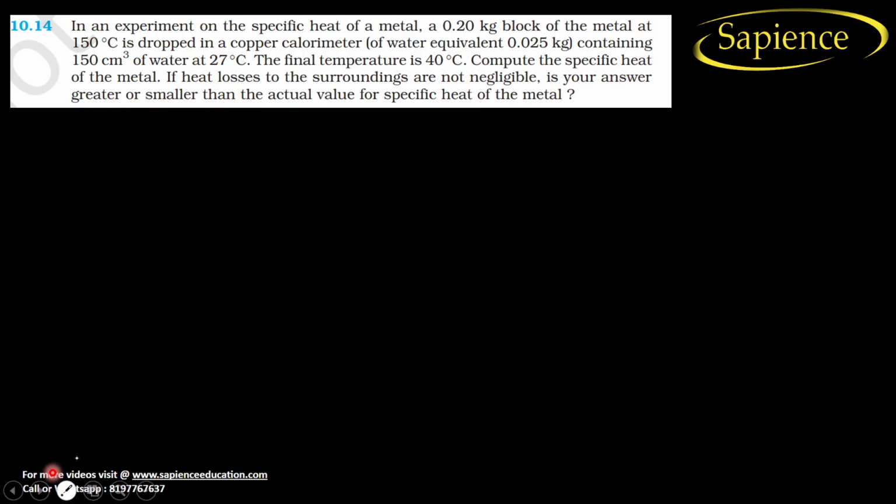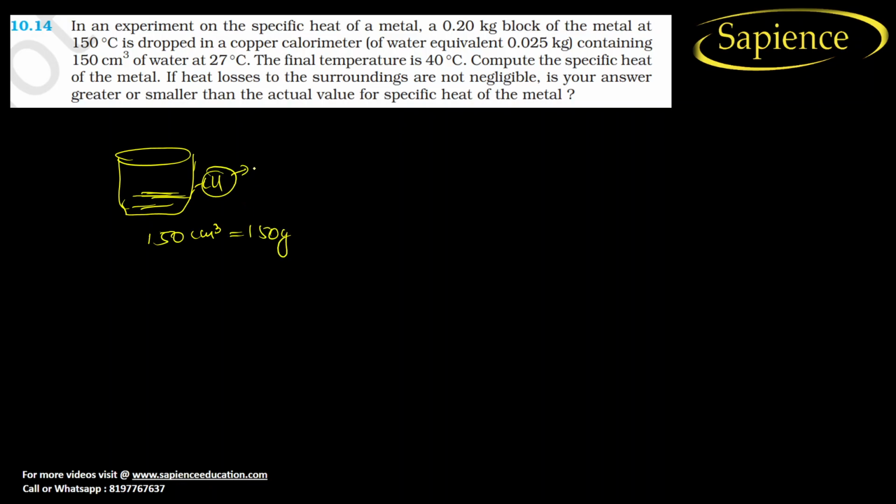Let us assume that we need to find the specific heat of the metal. What is actually happening here? It is the case of a calorimeter, which is made up of copper, but it contains water. The water it contains is 150 cm³, which is equal to 150 gram, and the water equivalent mass of the copper is given as 25 gram. So the total mass is 150 plus 25, which is 175 gram.